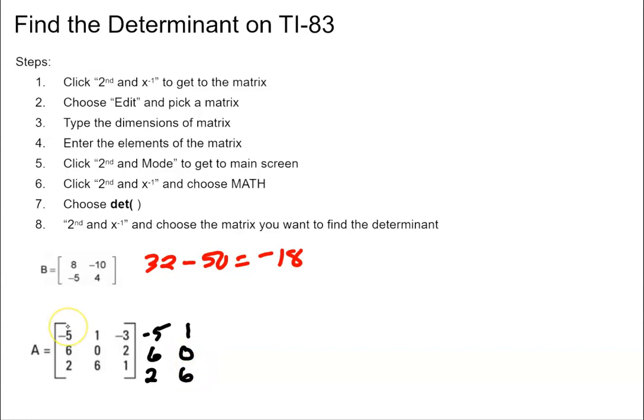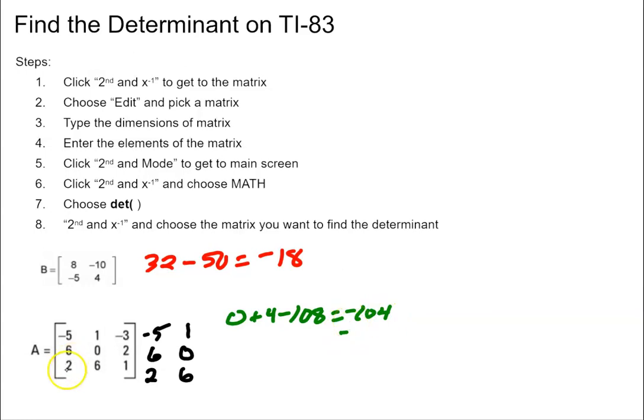Now, just like the last one, I'm going to start in the upper left-hand corner, and I'm going to go diagonal. So I'm going to have negative 5 times 0 times 1, which is 0. And then I start with the 1 times 2 times 2, which is 4. So plus 4. And then I have negative 3 times 6 times 6. 6 times 6 is 36 times negative 3 gives us a negative 108. So if I combine all these, I have 4 minus 108, which gives us a negative 104.